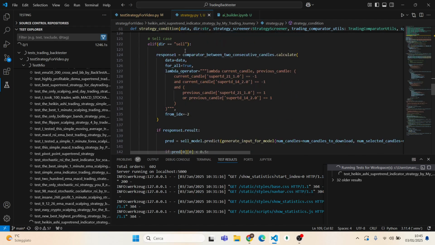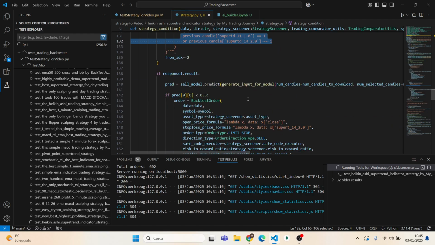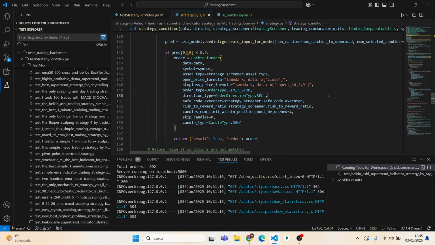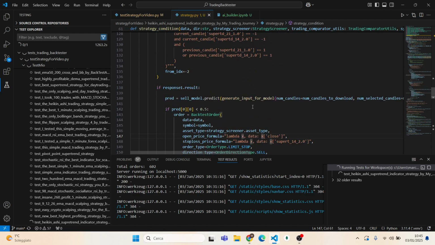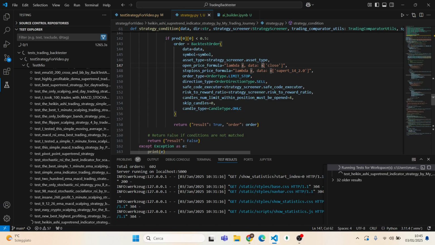As we can also see in the sell condition, SUPERTREND must be red in both of them in the current candle, and before, at least one of them must be green, so 1. Let's see also the open price formula conditions, which are the same I showed you before, because you will open at the last close and you will set your stop loss at the highest of the two SUPERTRENDs, so the 1.14 2.0.